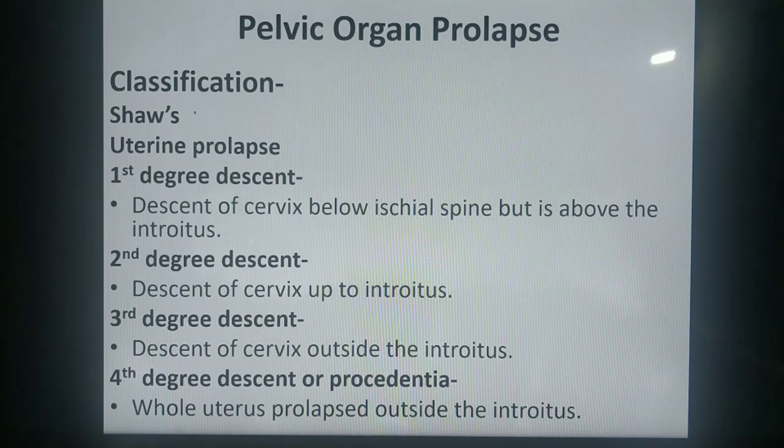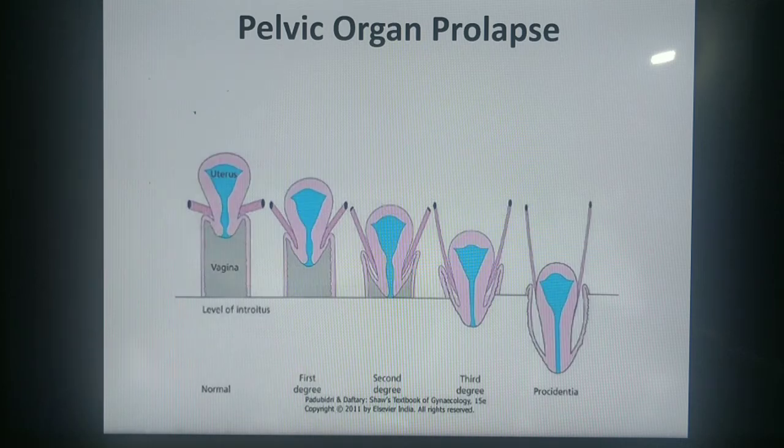The first degree descent is descent of cervix below ischial spine, because cervix normally is placed at the level of ischial spine but is above the introitus. In second degree descent, descent of cervix is up to the introitus. Third degree descent, that the cervix comes beyond the introitus, and in fourth degree descent or procidentia, whole of the uterus is prolapsed outside the introitus. Thus, introitus here is taken as the reference point for grading or classifying prolapse.